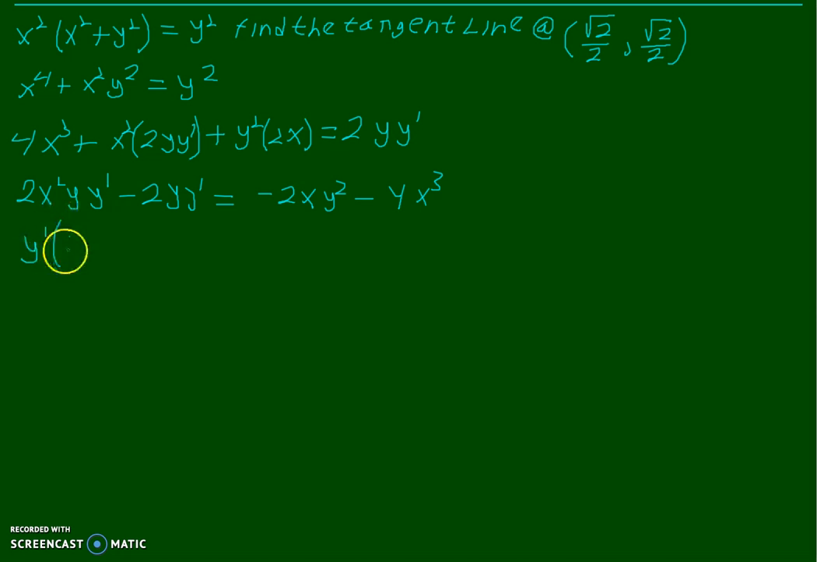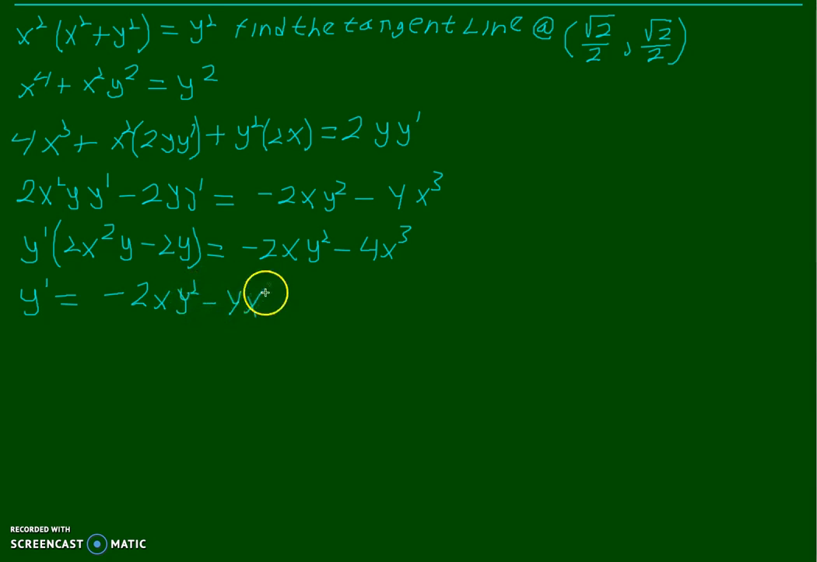Y prime times 2x squared y minus 2y equals this piece, negative 2x y squared minus 4x to the 3rd, and then divide by this piece. So y prime equals negative 2x y squared minus 4x to the 3rd over 2x squared y minus 2y.